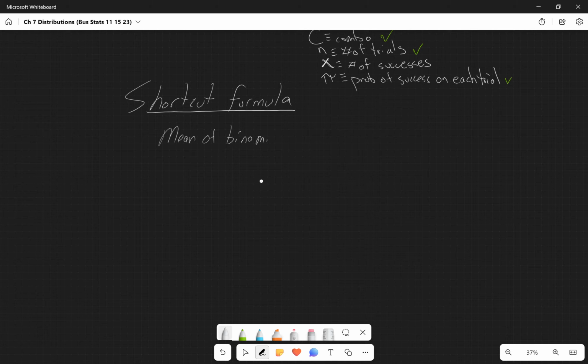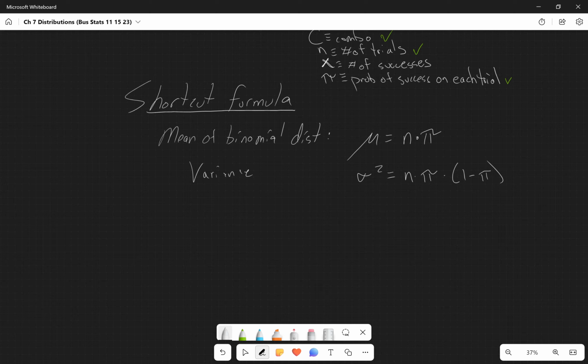So the mean of a binomial distribution is going to be as follows. It's just going to be n times the success rate. The variance is going to be n times the success rate times 1 minus the success rate.